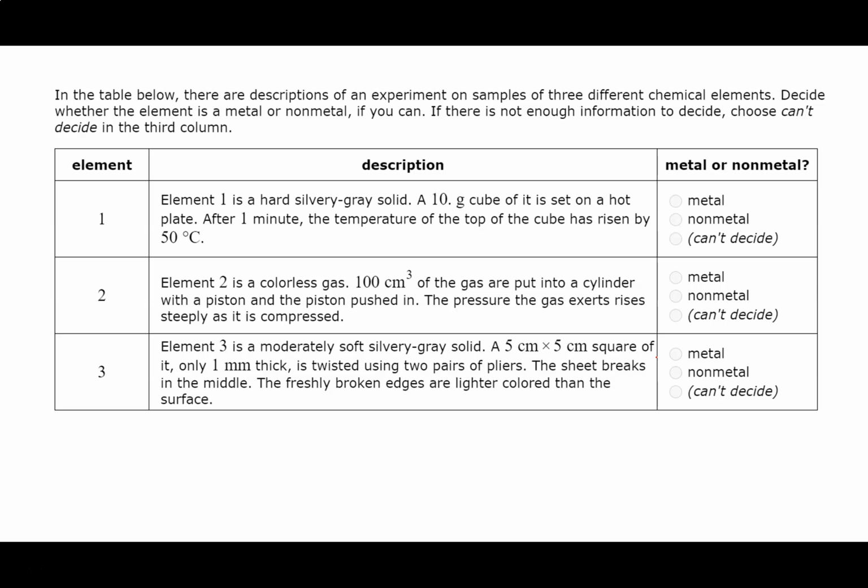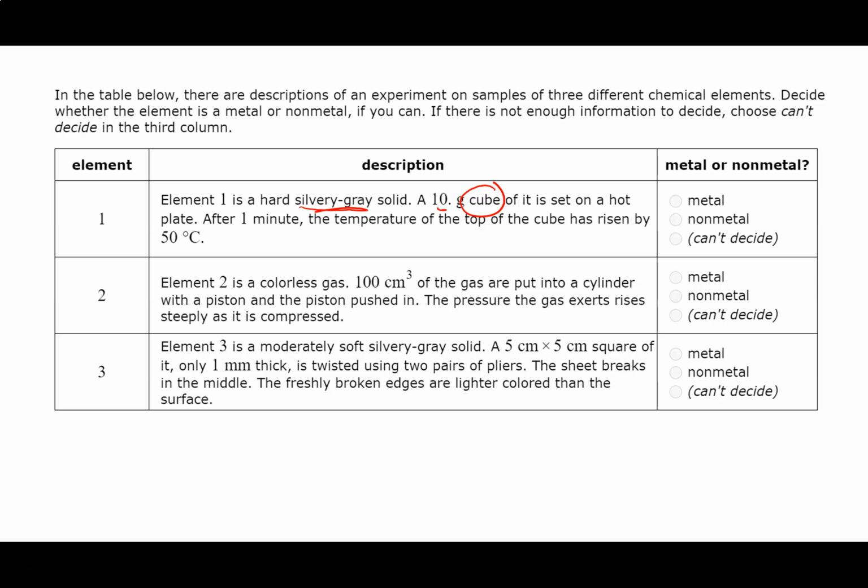Okay, let's give it another go. In the table below, you have to decide metal, non-metal, or can't decide. Element 1, hard grey, silvery grey solid. Okay, so potentially a metal, but it's just color, right? And people might disagree on how you describe colors. A 10-gram cube. So it's the same on all dimensions, right? Because it's a cube, but it's a decent piece. 10 grams is a little under half an ounce.